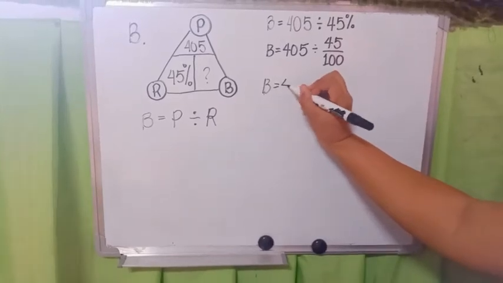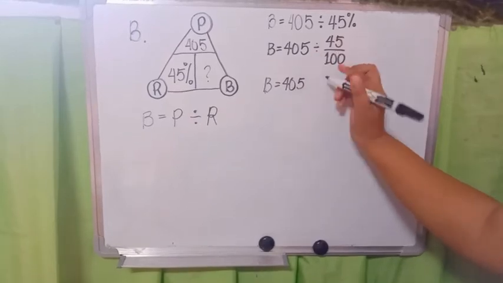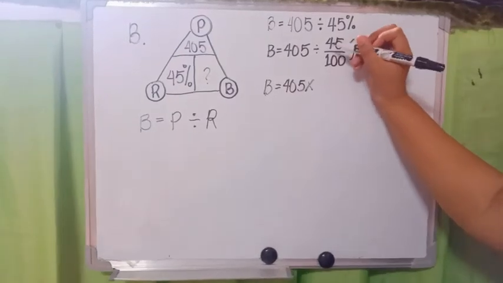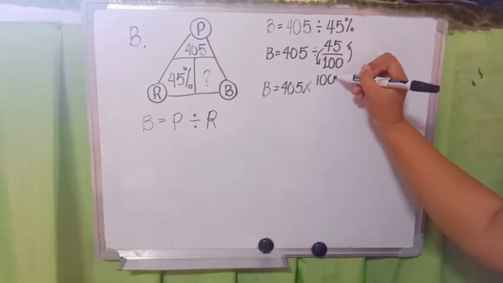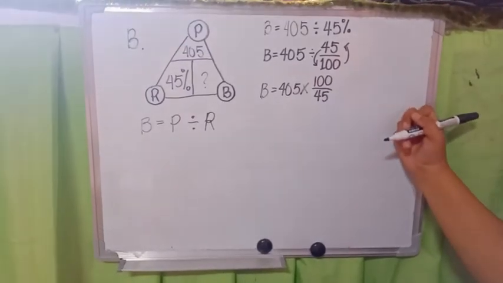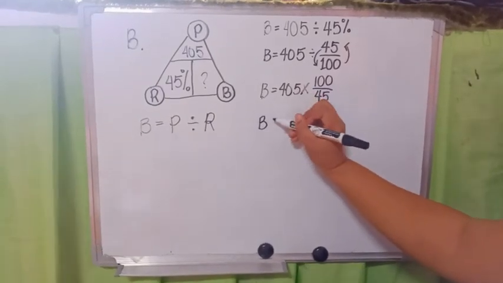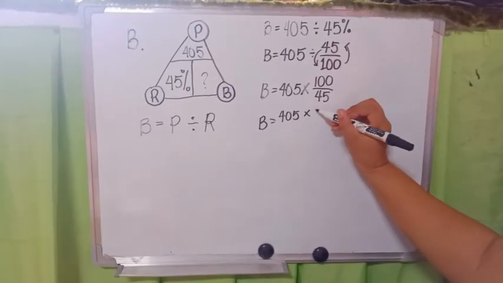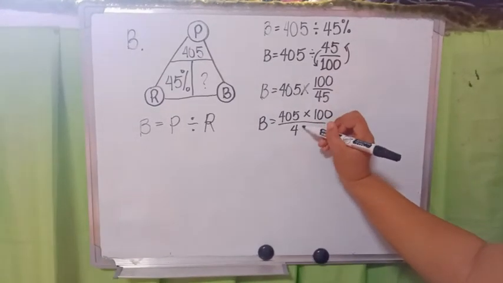Copy your whole number, 405. Change your division symbol into times, and use the reciprocal of the second fraction. So that would be 100 over 45. Now we can easily multiply the following, then divide after. So we have 405 times 100 over 45.